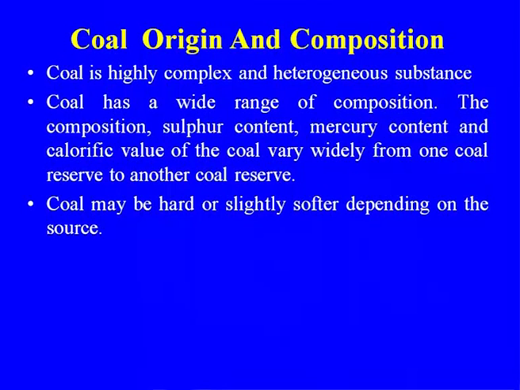Coal is a highly complex and heterogeneous substance. Coal has a wide range of composition. The composition, sulfur content, mercury content, and calorific value of the coal vary widely from one coal reserve to another. Coal may be hard or slightly softer depending upon the source. Assam coal is much softer than other coal, and that was the problem in utilization of the Assam coal in the initial stage when we tried to use it in the boiler.